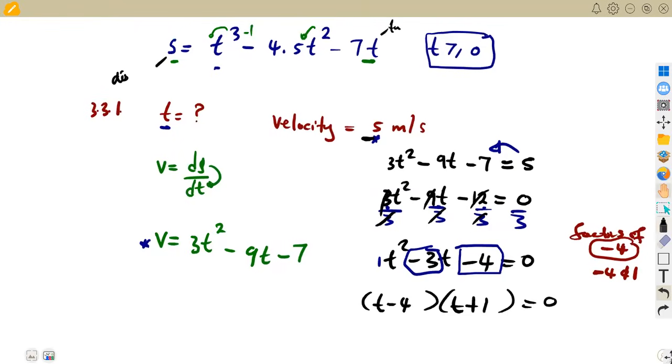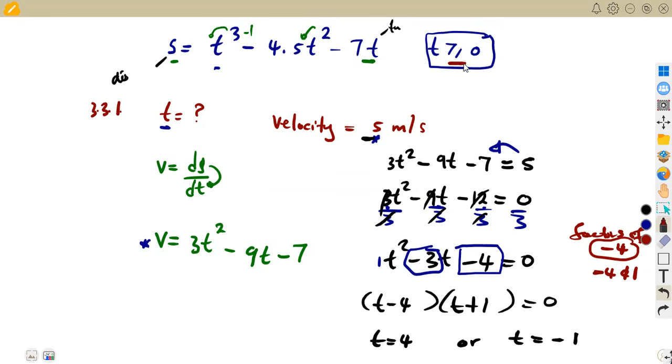So from these values, each bracket must be equal to 0. So t is going to be 4. On the other hand, t is going to be negative 1. But let us take into consideration what we are given.